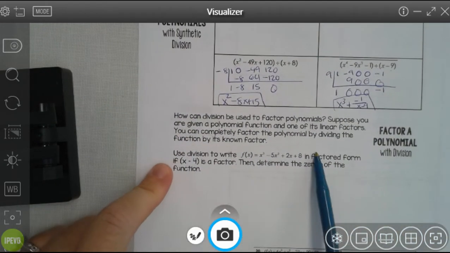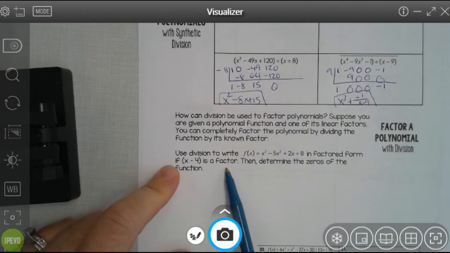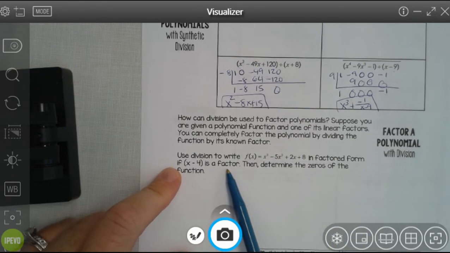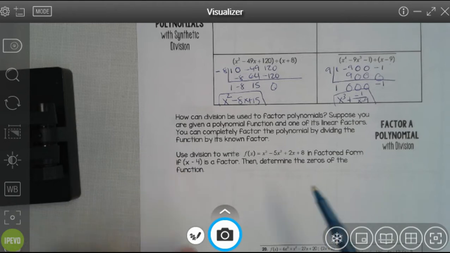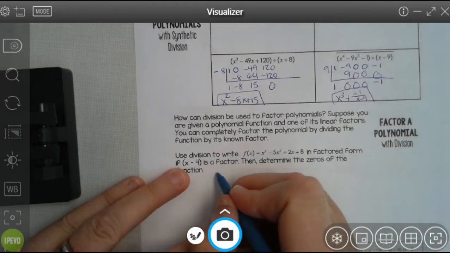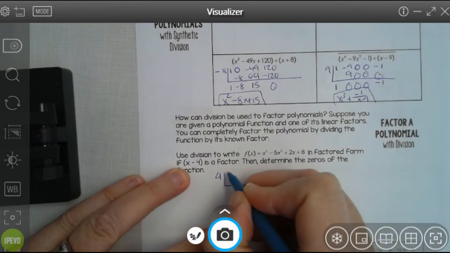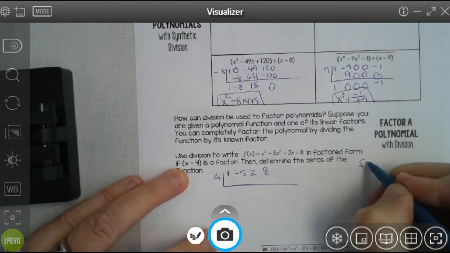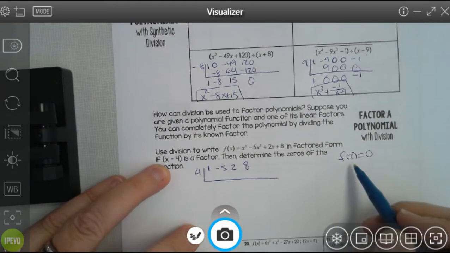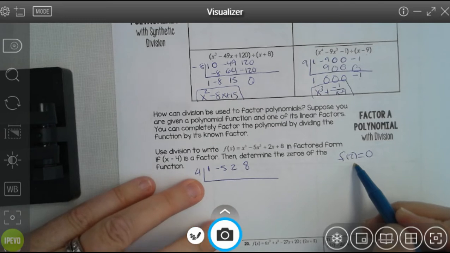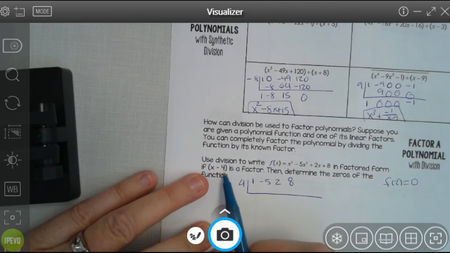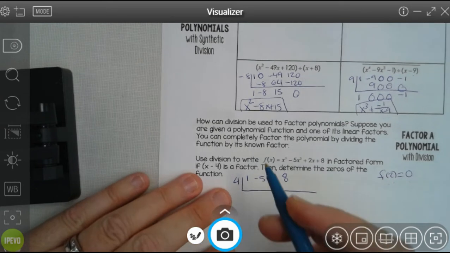So we're going to use division right here to see if this is a factor and then finish it. So if we get a remainder of 0, that means it is a factor, and then we will finish factoring it from there. So we're going to put a 4 on the outside. And if they said something like f of 2 equals 0, that means that the 2 is the number you'd put on the outside. So if they're telling you that equals 0, whereas here we're asking if it's a factor, that's why we're using the opposite of it.